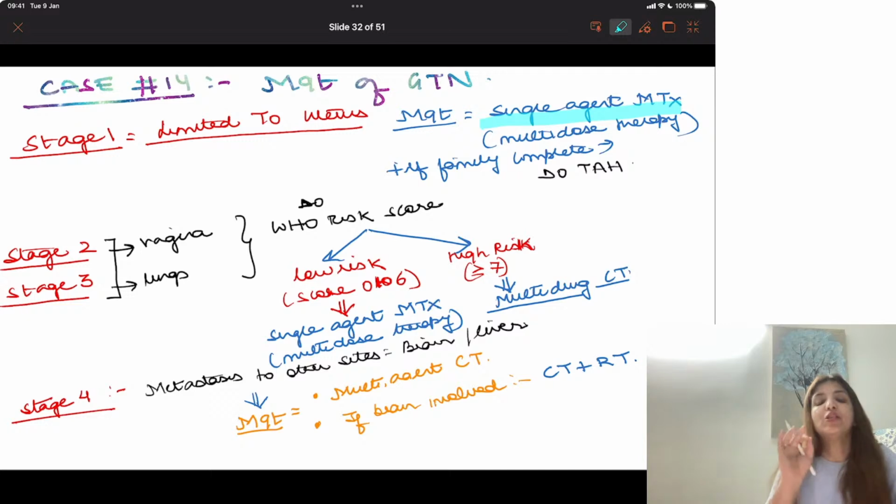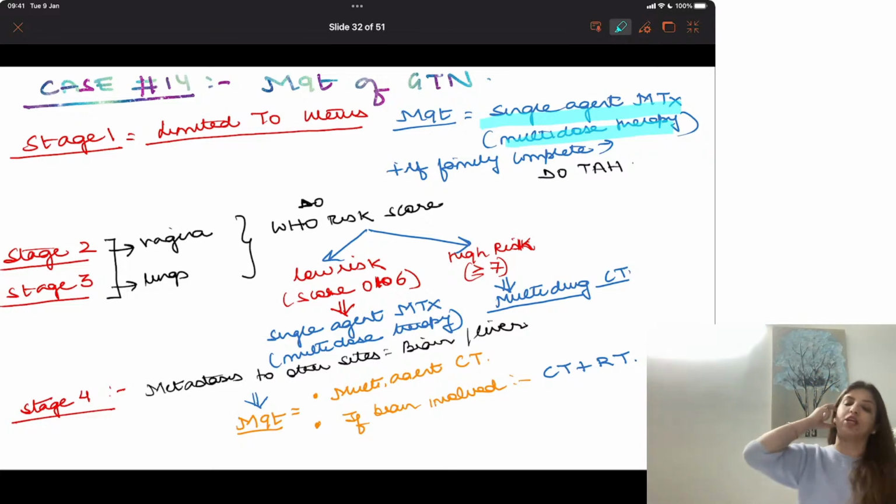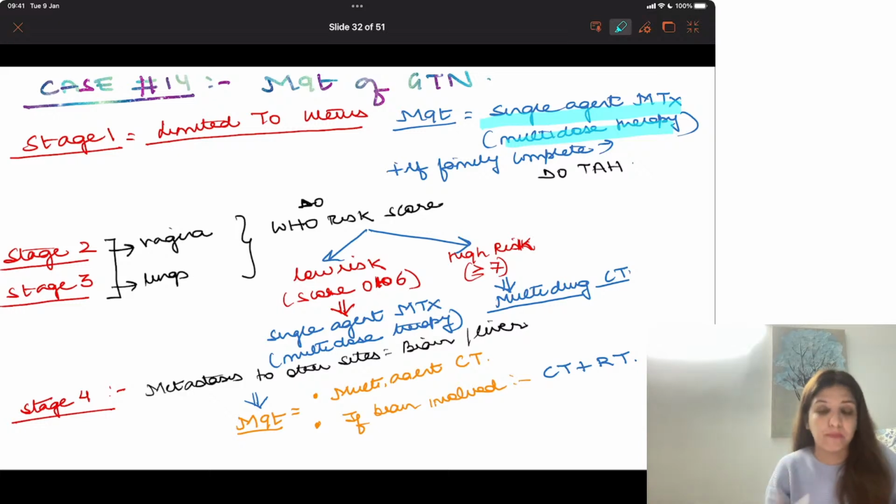Please remember, whenever we are treating GTN and we are giving methotrexate, we give it in the form of multi-dose therapy. In ectopic pregnancy, when you are using methotrexate, you use it as a single dose therapy. In GTN, you give it as a multi-dose therapy. So in stage 1, management is you have to give single agent methotrexate, and if the family of the patient is complete, you have to do a hysterectomy.